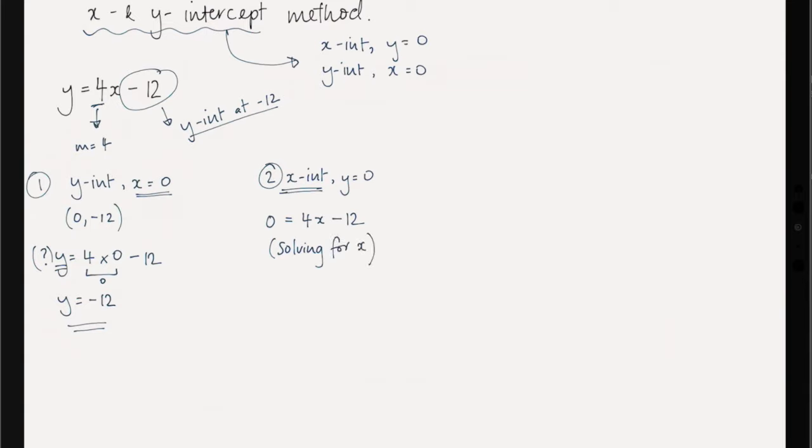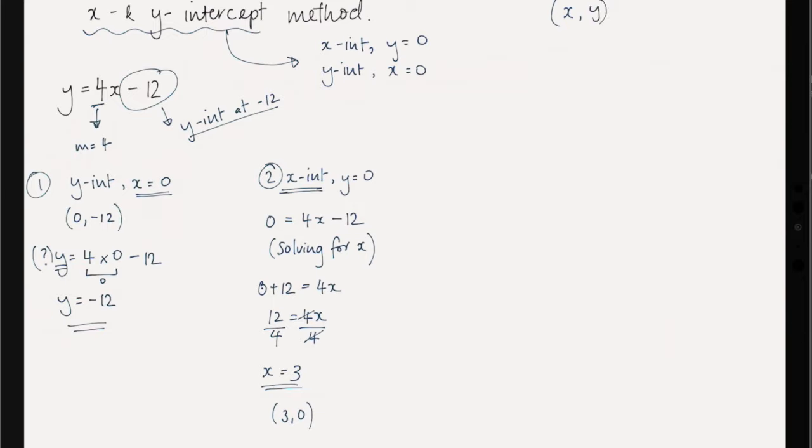So I'll just write solving for x. The first thing I'm going to do is take that negative 12 to the left-hand side. So I'm going to have 0 plus 12 equals 4x, leaving me with 12 equals 4x. And to get x by itself, I'm going to divide both sides by 4, leaving me with x is equal to 3. So now I've worked out that when y is 0 for this particular equation, x is equal to 3. So writing this out as a coordinate, I'm going to have 3, 0. Remembering that our coordinates are always written as x first and then our y value second.